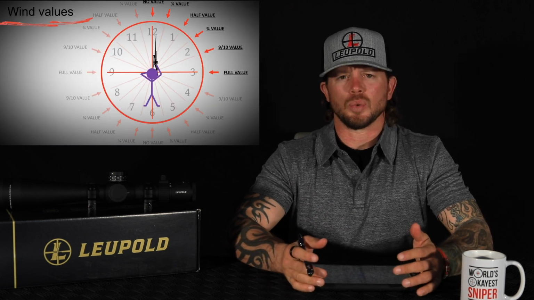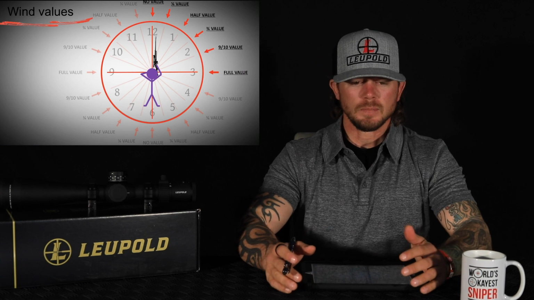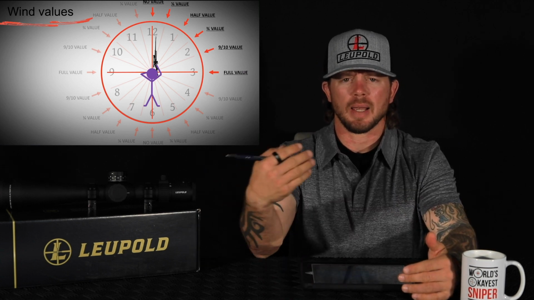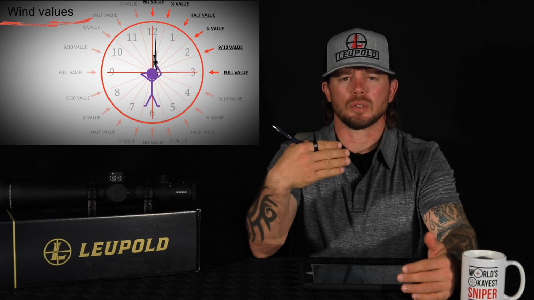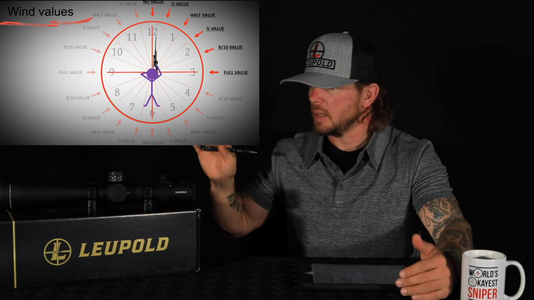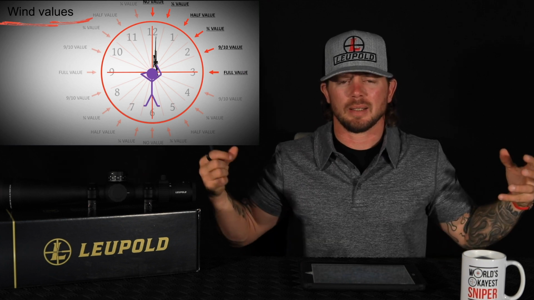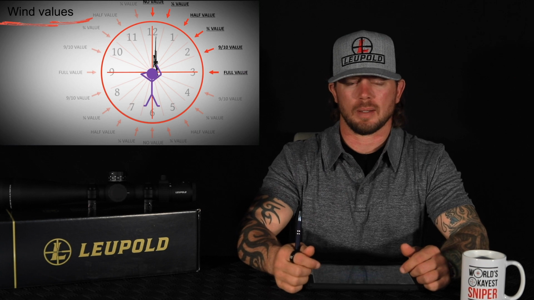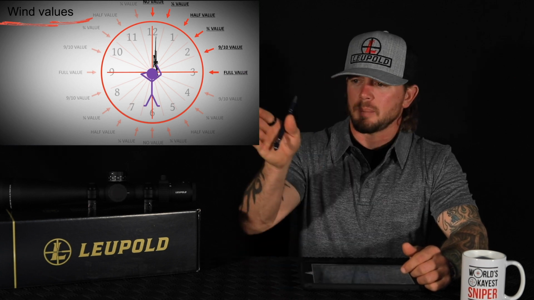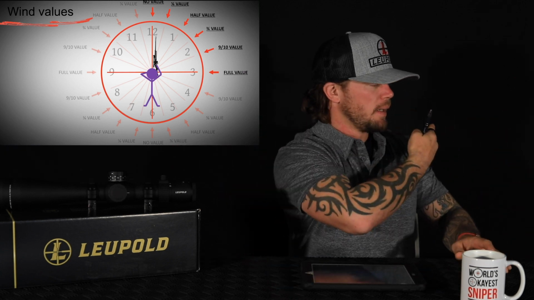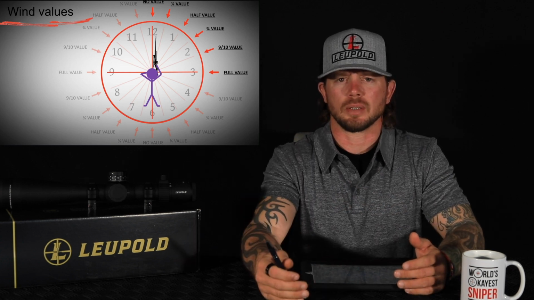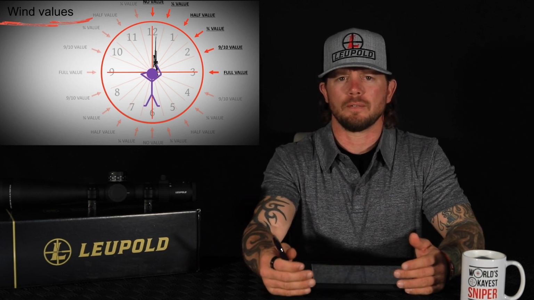Now, we get into wind values. A wind value is simply if the wind is blowing 90 degrees perpendicular to my position, this way or that way, and I'm shooting this direction, I get the full effect of the wind all the way to the target. Now, if the wind is coming from an angle, right, then I'm only getting a partial effect. I'm getting a percentage of the full value effect.